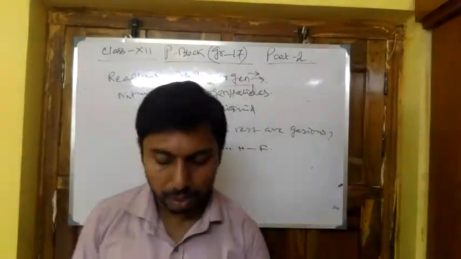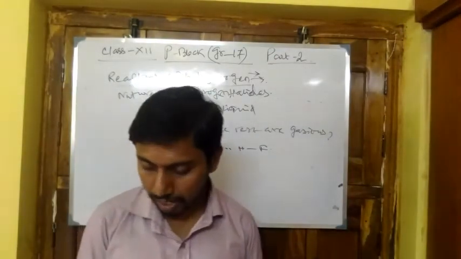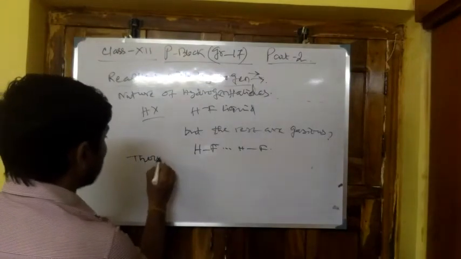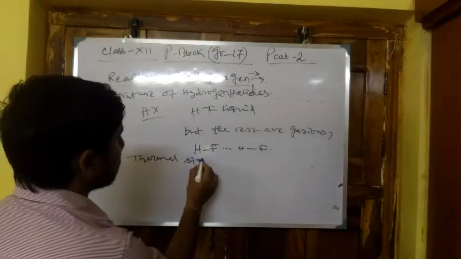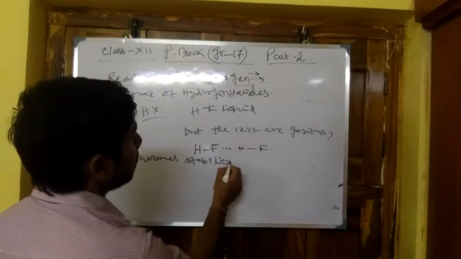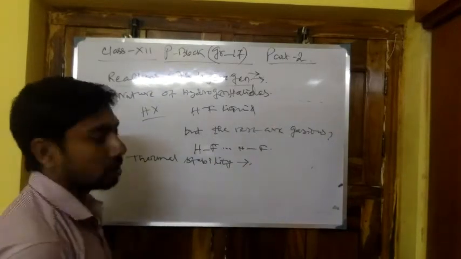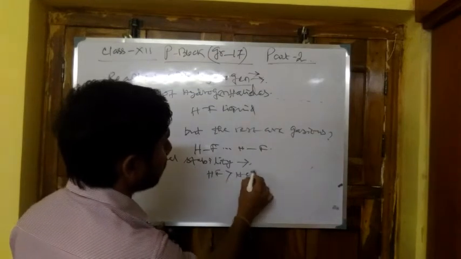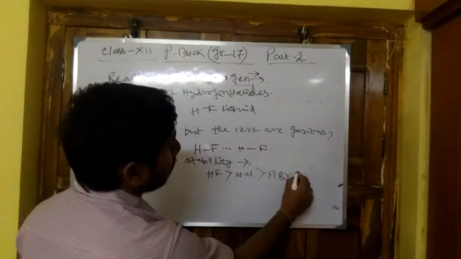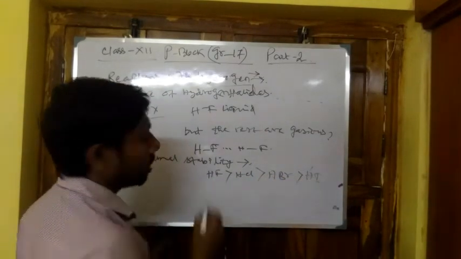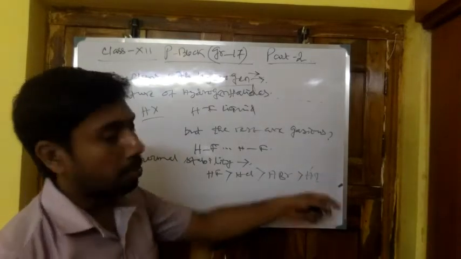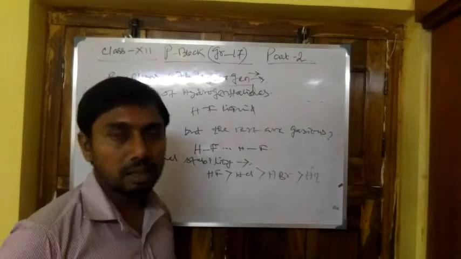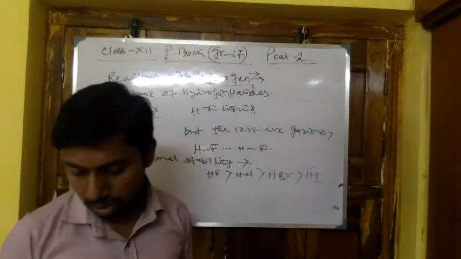Next one, thermal stability of the hydrogen halides. As the bond dissociation energy of HI is very low, thermally it is unstable. Here also HF greater than HCl greater than HBr greater than HI. So it is the thermal stability. As the bond dissociation energy is less for HI, it is less stable, and HF is the most stable.